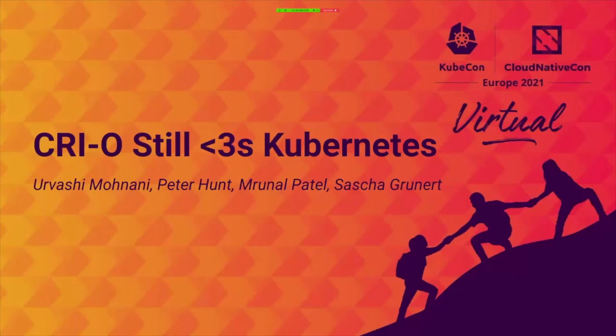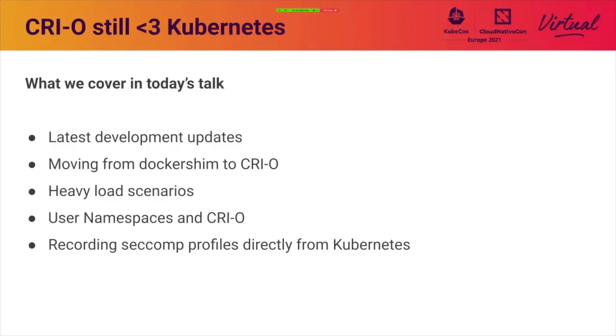Welcome to our talk, CRI-O Still Loves Kubernetes. CRI-O was designed as a runtime just for Kubernetes. And in today's talk, we will go over some of the things that we have been working on in CRI-O to make your Kubernetes clusters run even better. I will first give a brief overview of the latest developments happening in CRI-O, and then my co-presenters will dive in deeper into some of the notable features we have added.